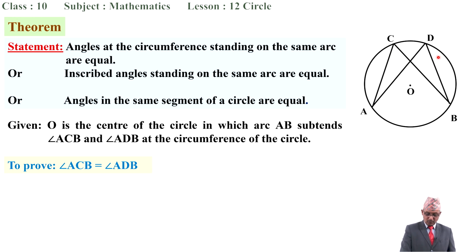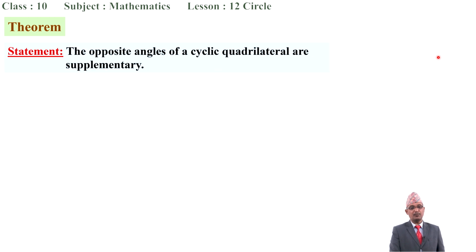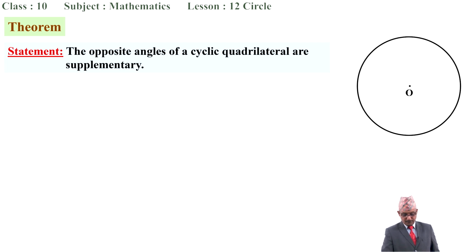Similarly, in the last theorem, we proved that the opposite angles of a cyclic quadrilateral are supplementary. Supplementary means the sum of 2 angles is exactly 180 degrees. Opposite angles of a cyclic quadrilateral are supplementary means when we add opposite angles of a cyclic quadrilateral, the sum is exactly 180 degrees. For this also, we have drawn a circle with center O. Take any 4 points on the circumference.